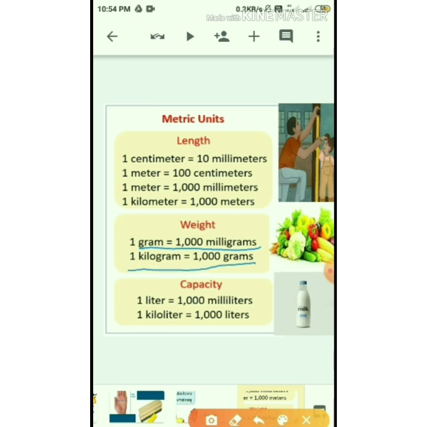Now the third one is capacity. We measure capacity in liters, milliliters and kiloliters. For example, milk, cold drink, water, all the things that are in the watery form, we measure all of them in liter, milliliter or kiloliter. Now here 1 liter is equal to 1000 milliliters, 1 kiloliter is equal to 1000 liters.